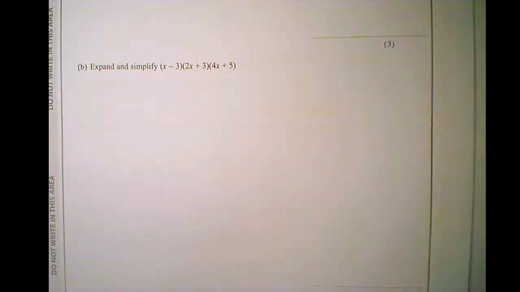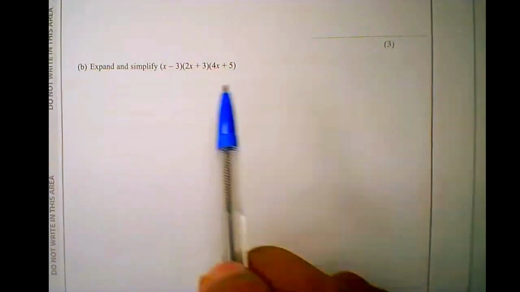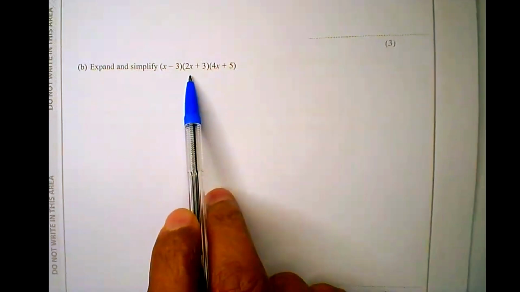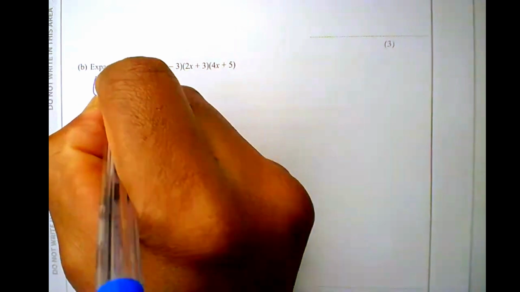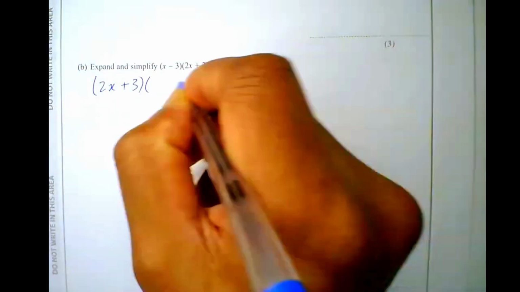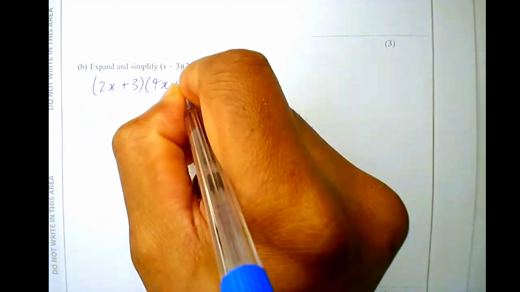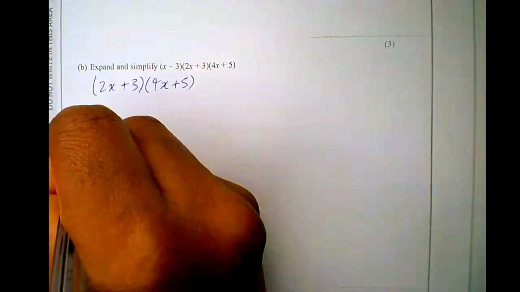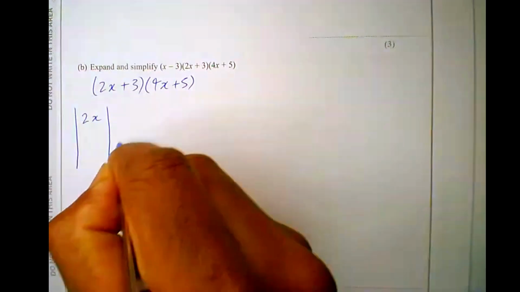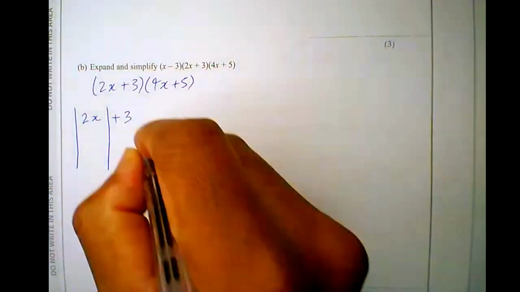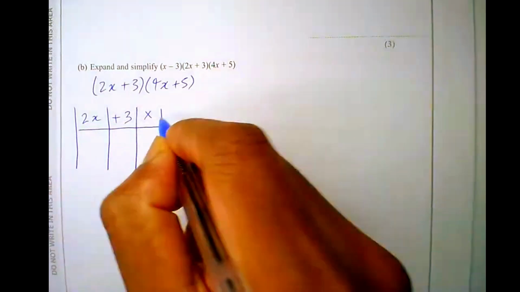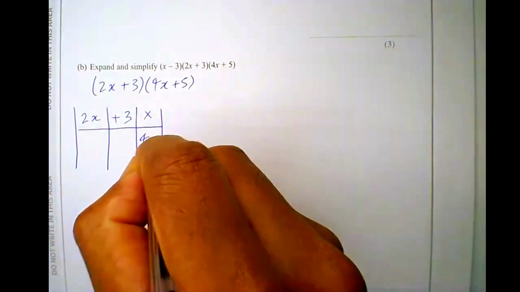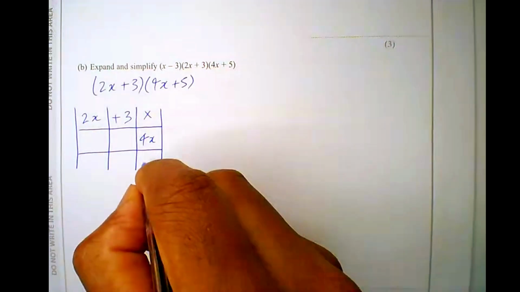So let's get started. So again, similar to before, I'm going to look at my question. I've got a negative and a positive. Let's start with the positive, so I don't want to deal with negatives. So I'm going to do 2x plus 3 times by 4x plus 5. So I'm going to have 2x here plus 3 times by 4x plus 5.